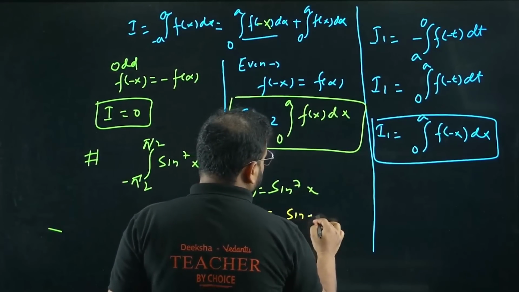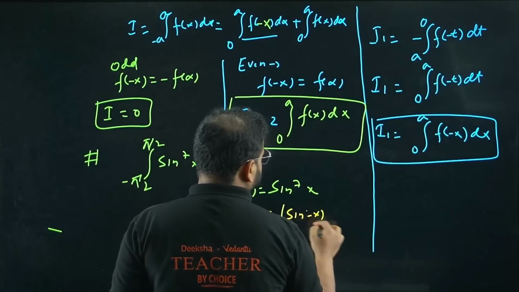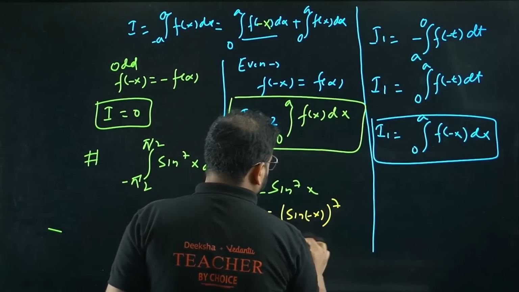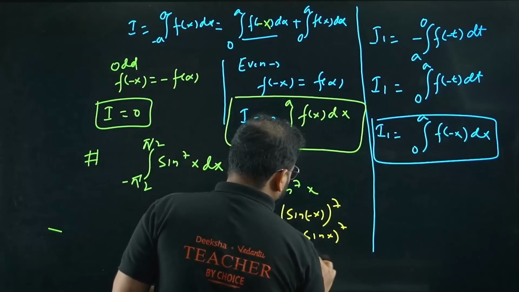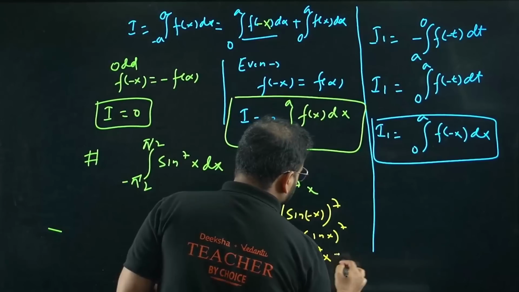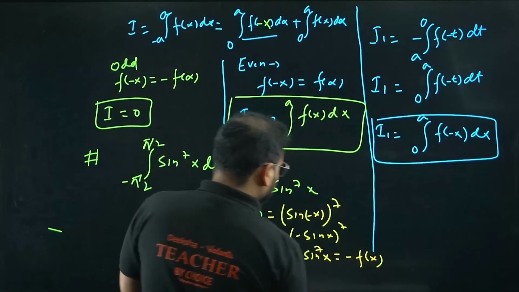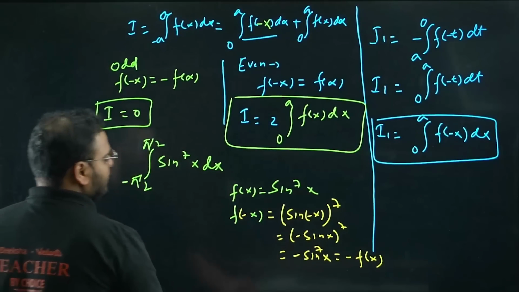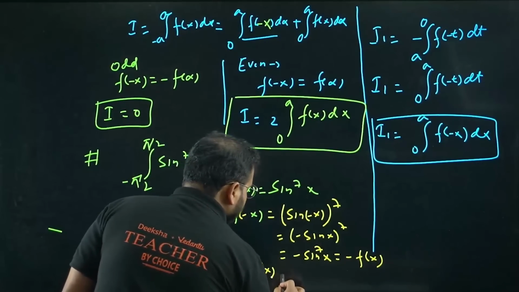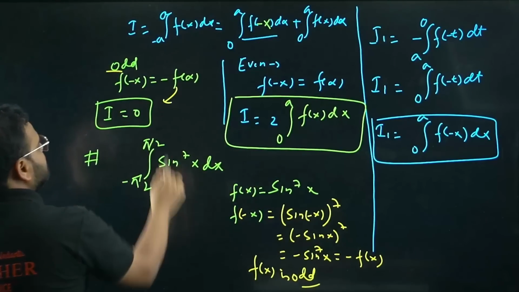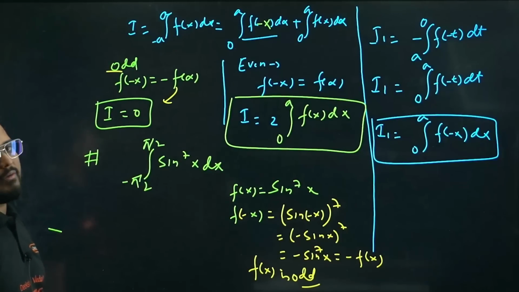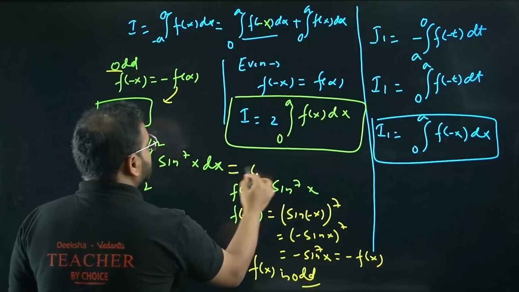Sine of minus x to the power 7 will become minus sine x power 7, which is minus sine 7x, the negative of f(x). It means it's an odd function, hence f(x) is odd. And what happens for an odd function, bacha? The integral from minus a to a will be 0. So this answer will become simply 0.